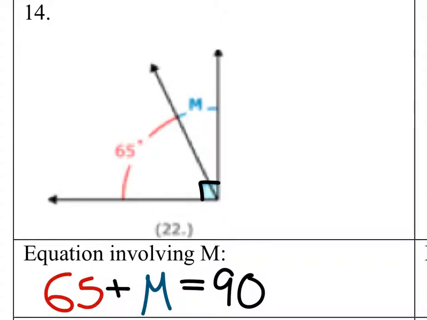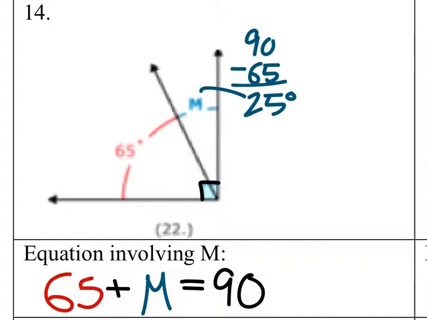Well, if that is the case, let us solve this. So I've got 90 minus 65, which would be 25 degrees. So this angle is 25 degrees.